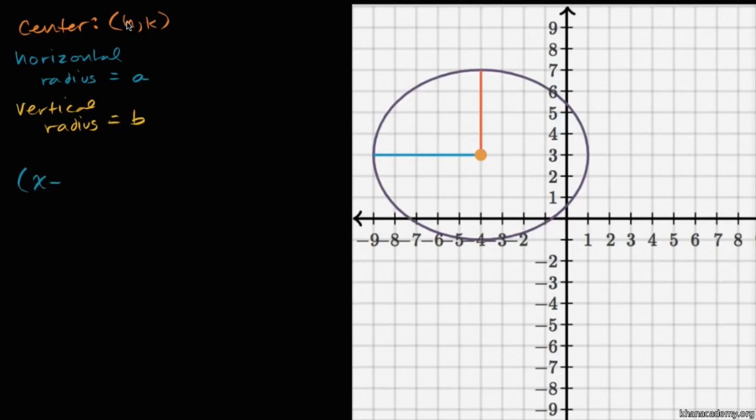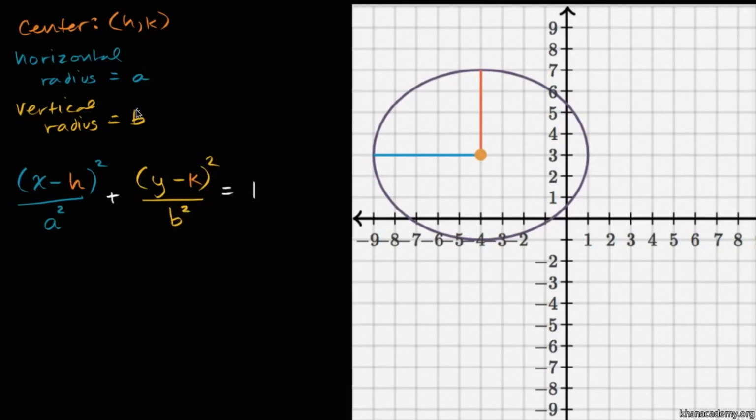x minus h squared over your horizontal radius squared, so your radius in the x direction squared, plus, now we'll think about what we're doing in the vertical direction, y minus the y coordinate of our center, so y minus k squared, over the vertical radius squared, b squared, is equal to 1.